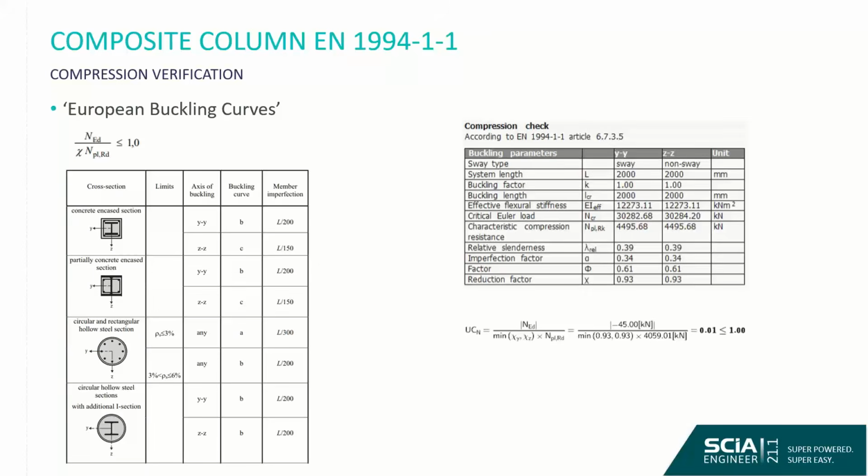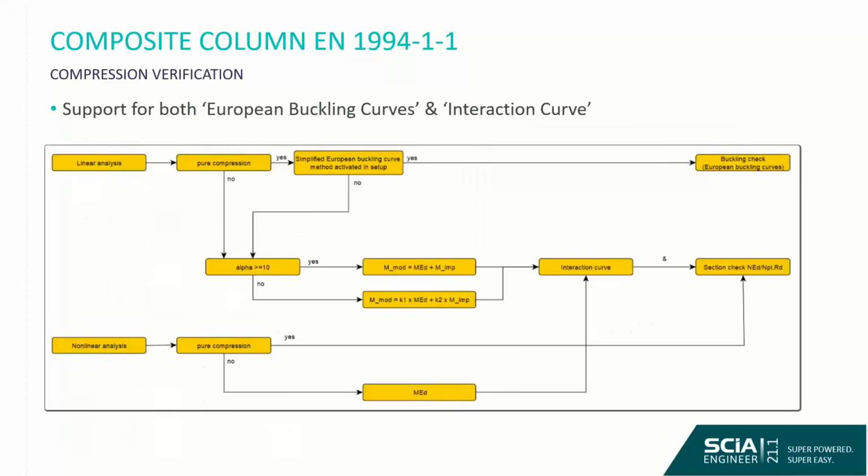So you see it here, depending on your type of cross section, you get a type of buckling curve, and this will give you some imperfection factor. And with this factor, you calculate the reduction factor, and you apply this reduction factor to your normal force resistance to account for the buckling. So this is the European buckling curve way of handling buckling effects and checking them. So this is one way you can go about checking your composite column in SCIA Engineer.